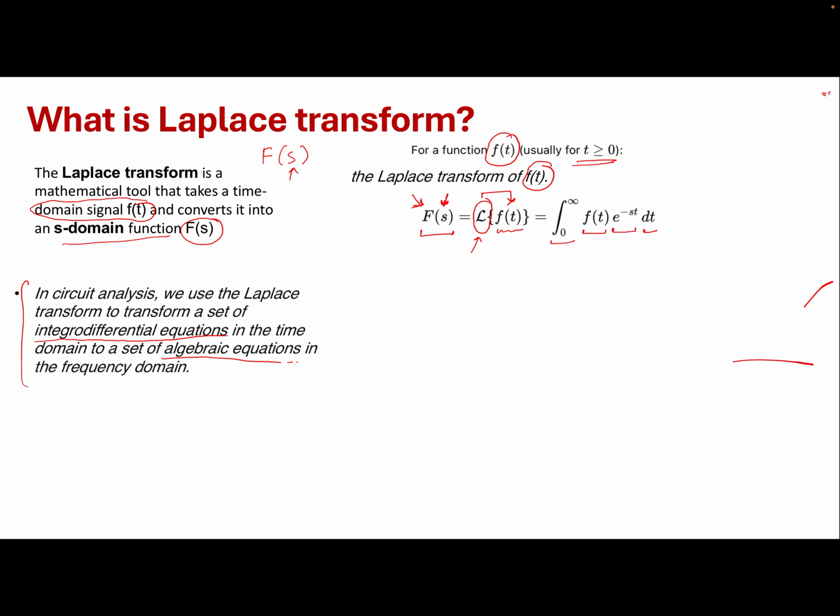I'm going to provide you both definitions in a second. But more importantly, for circuit analysis, we are okay just with 0 to infinity. I'm going to talk more about this lower limit of integration in a second. But this is the basic definition of a Laplace transform.